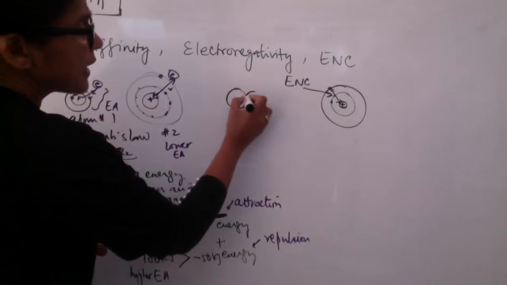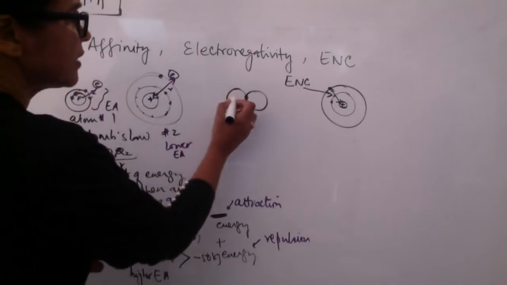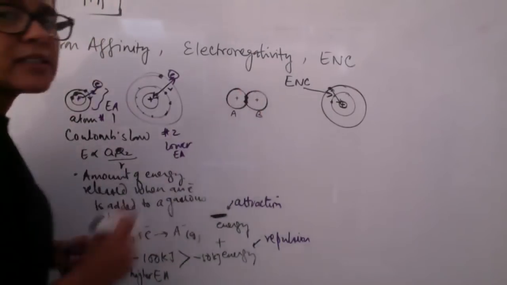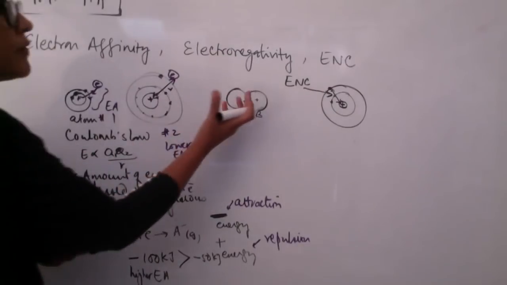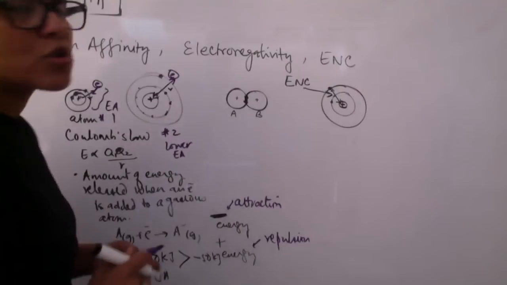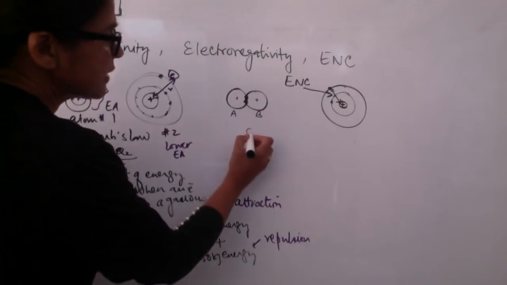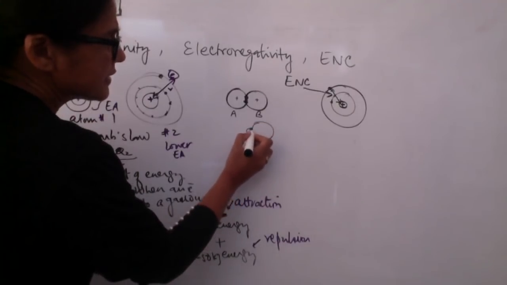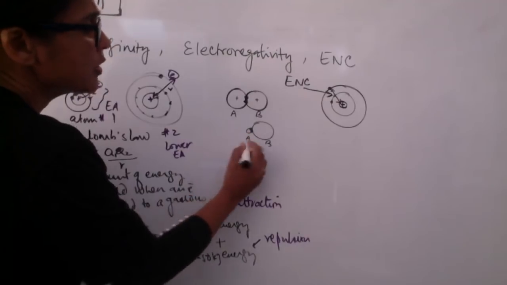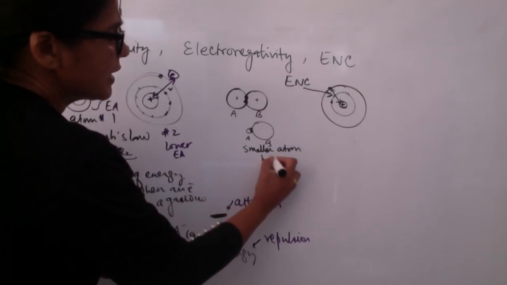Electronegativity only applies to covalently bonded atoms that are sharing an electron pair. Between atoms A and B sharing this pair, the atom that attracts the electron pair more towards itself is called more electronegative. If there are two atoms like that, the shared pair is going to be closer to the smaller atom.